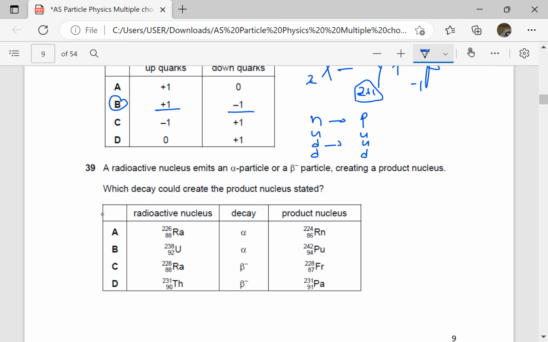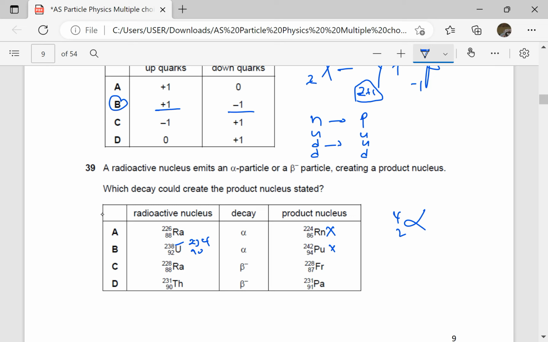The second one is uranium 238, 92. By the way, this is not true, because an alpha particle is 4, 2. 226 minus 224 is not 4, so this one is wrong. Uranium 238 emits an alpha particle, so this should be minus 4. It should be 234, and 92 minus 2, it should be 90. This is wrong, it has increased instead.